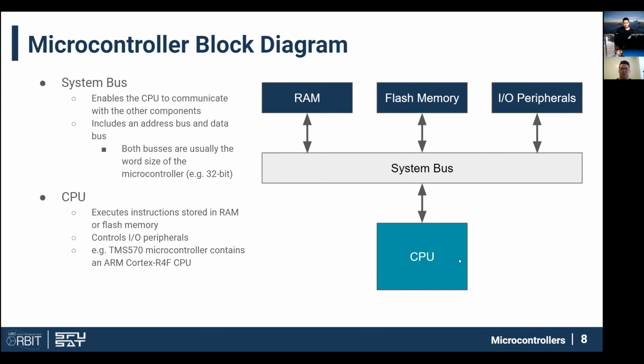And then there's the CPU. This is what actually executes your code. It controls the I/O peripherals. It does all the actual stuff. For the TMS 570, the TMS 570 refers to this whole thing, which is the microcontroller, and the CPU inside is an ARM Cortex R4F CPU. ARM is a pretty prolific CPU manufacturer. Their Cortex R line is used in lots of microcontrollers. The F just means it has floating point support, so it can do calculations on floating point numbers.